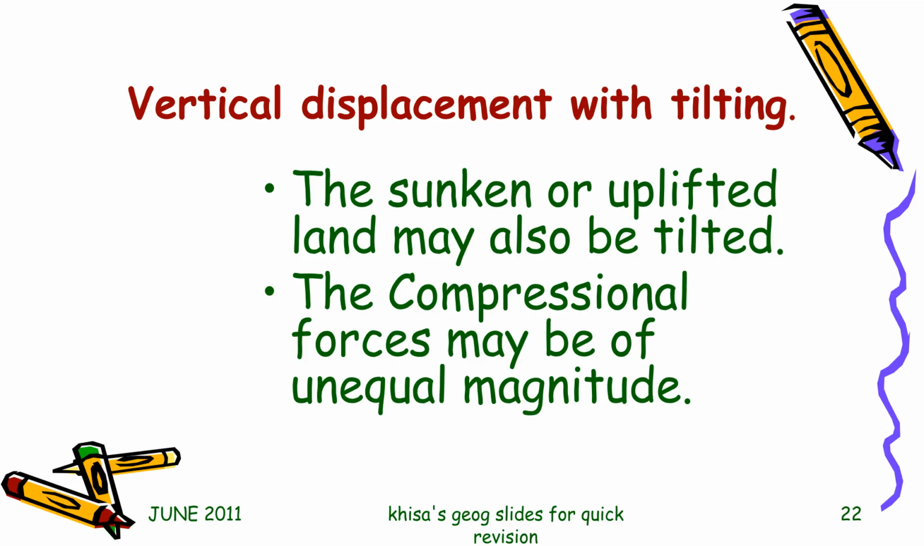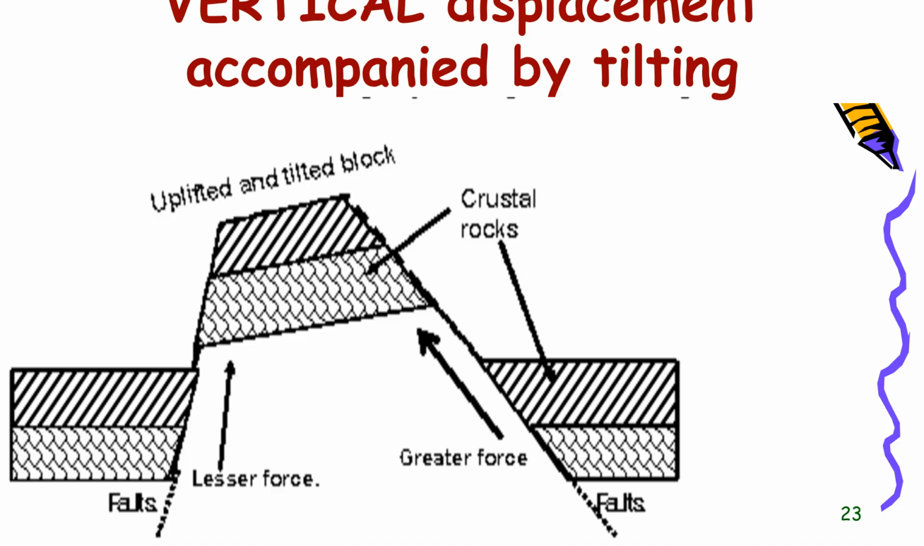Vertical displacement can also be accompanied by tilting. This is when the sunken or uplifted land is tilted, often due to compressional forces of unequal magnitude. This diagram shows vertical displacement accompanied by tilting, where the crustal block is inclined due to uneven forces.